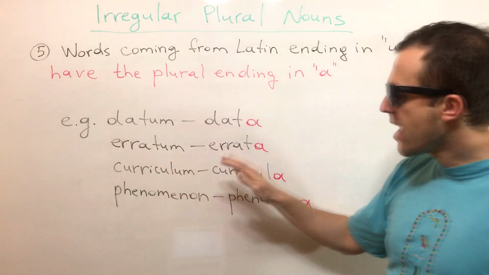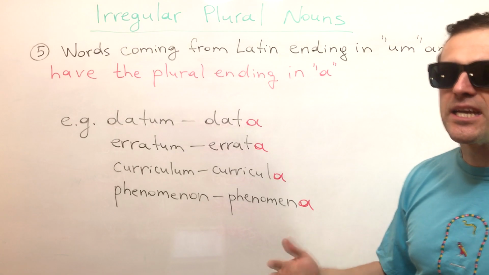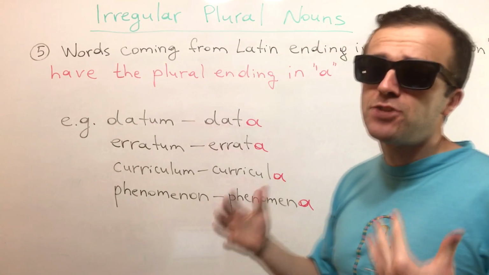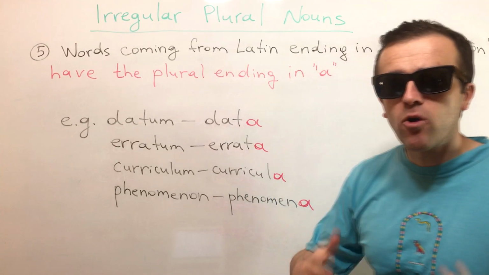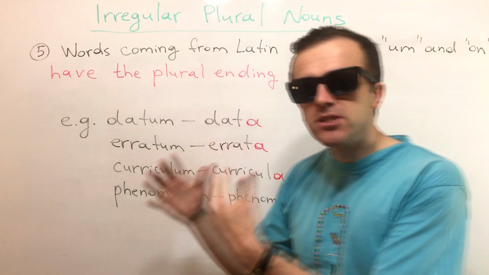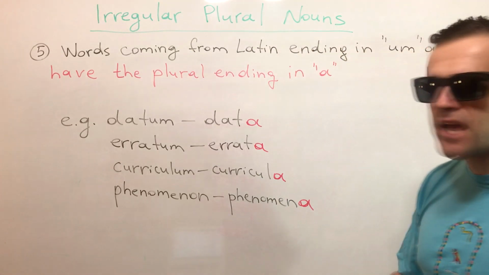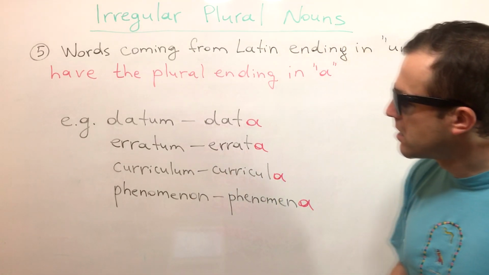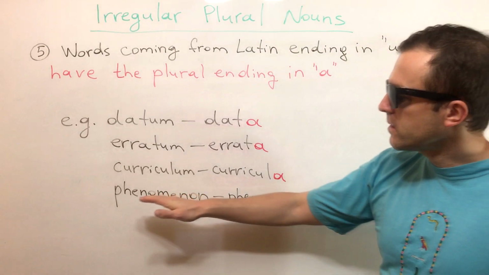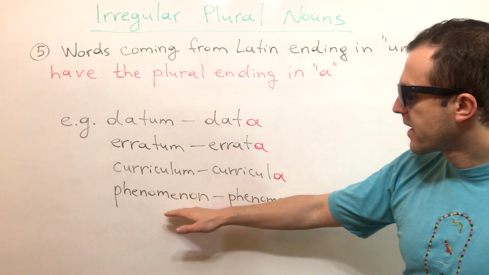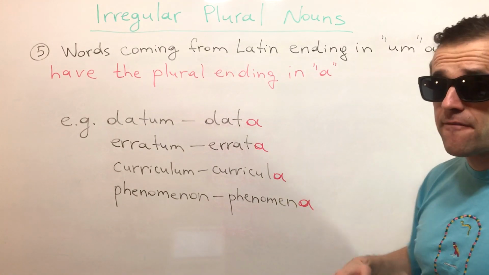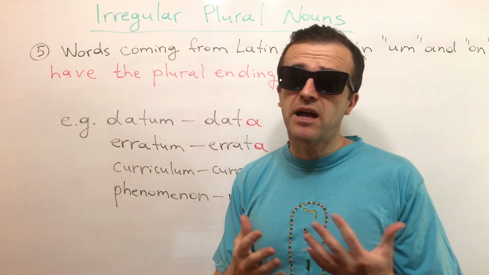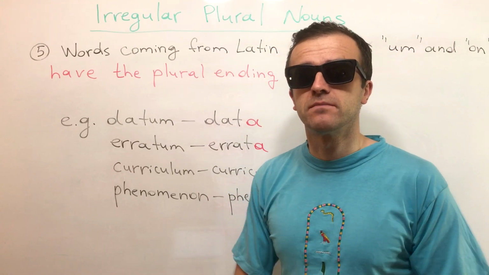Curriculum and curricula. What is a curriculum? Curriculum is the subjects comprising a course of study in schools. It can be American curriculum, can be British curriculum in schools. Phenomenon and phenomena. Phenomenon is an occurrence or a kind of fact.